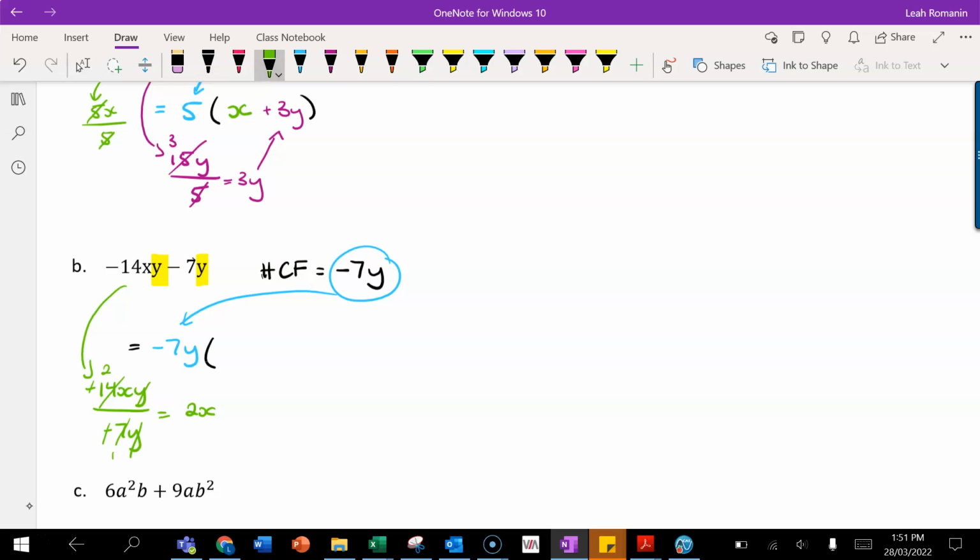So when I'm starting my bracket, 2x is going to go into my first one. Then let's do the same with this negative 7y. So negative 7y divided by negative 7y. So this one's our highest common factor on the bottom.